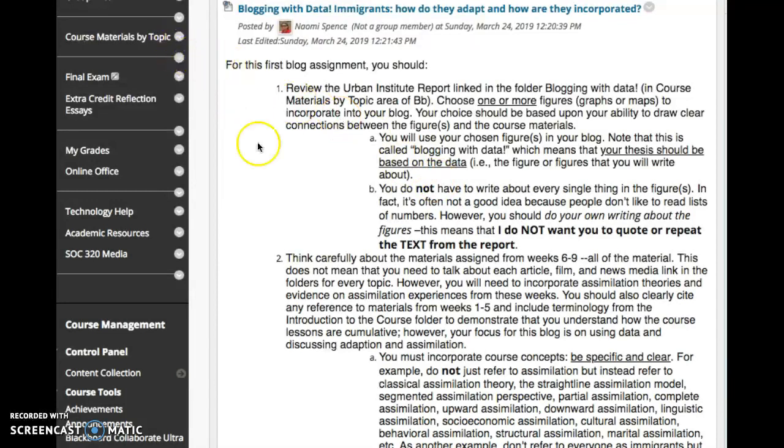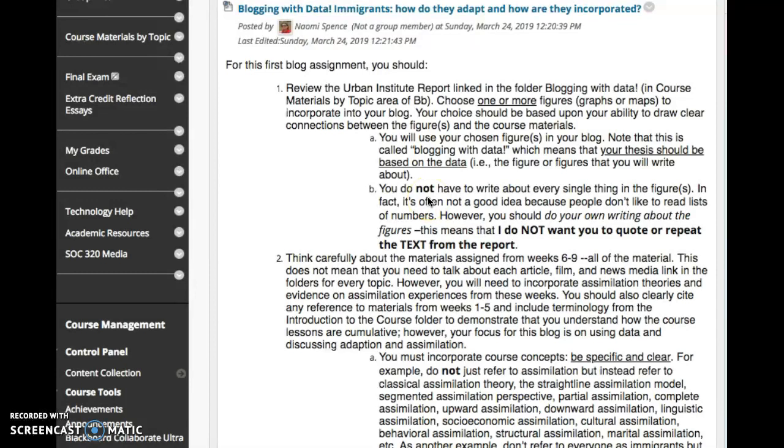So you go to your group area, you click for blogs, and you'll see that I have posted this set of instructions. Reviewing the Urban Institute report, choosing one or more figures. They are graphs and maps in there, choosing one or more, and building your theory around it. Okay, I'm not reading these detailed instructions to you here. I know all of you can read, just pointing out some highlights.